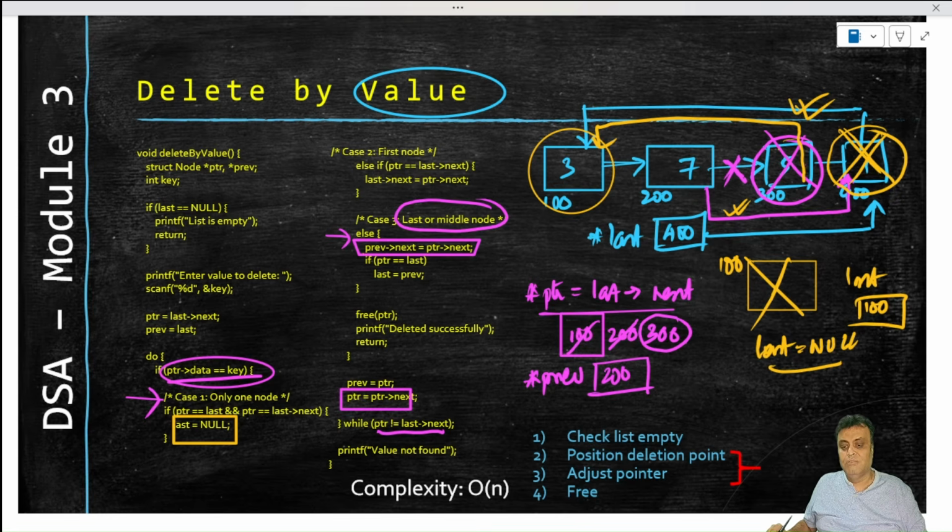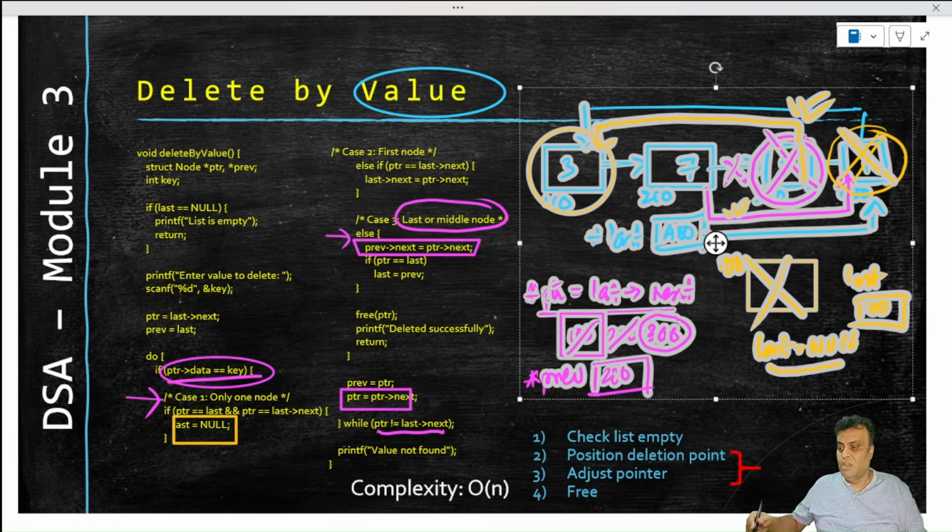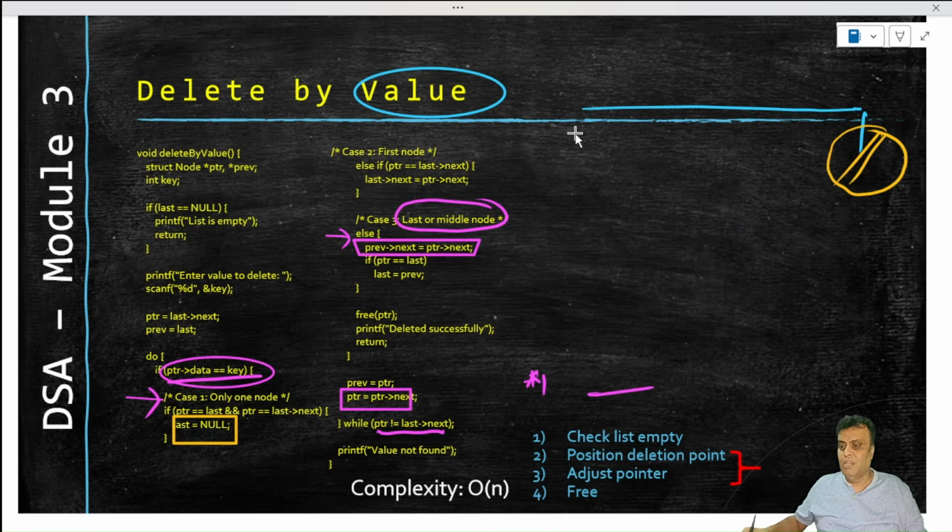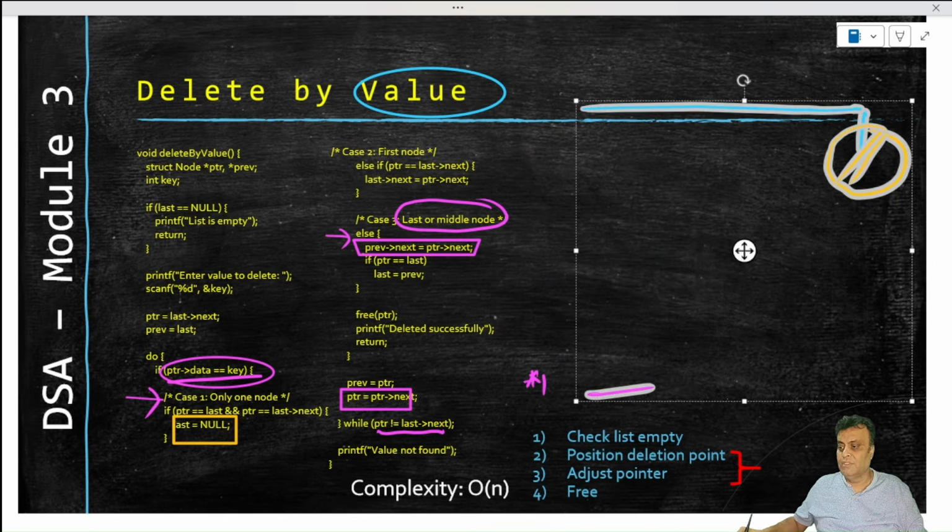So case 1, which is only one node, is this. Case 2 is if you have at least one node, then the situation will be like this.